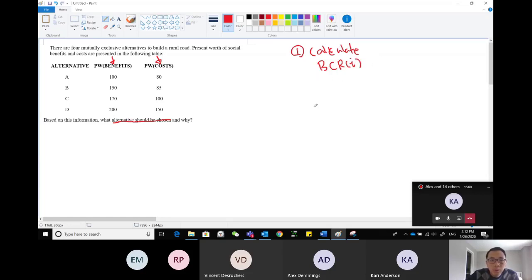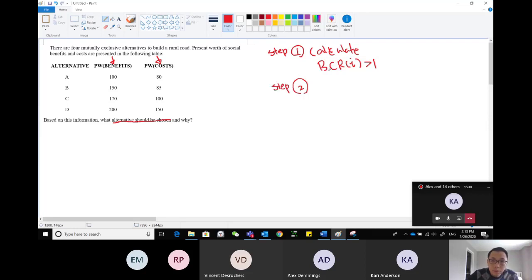So by doing this, we will know which project has a BCR that's bigger than 1. So for those that are less than 1, we will just exclude them in the second round. We will only include those that have a BCR bigger than 1, because for those projects, their social benefits are bigger than their social cost. So this is step 1, and then this is step 2.